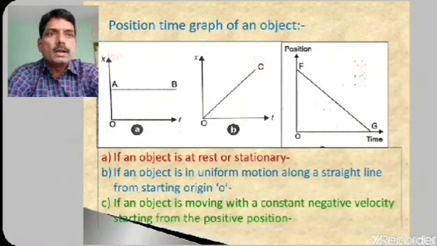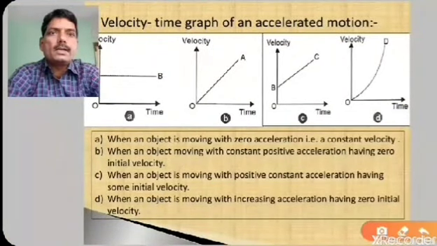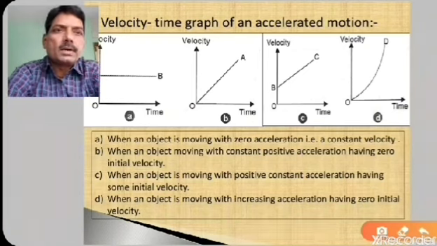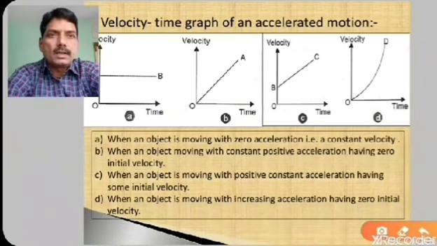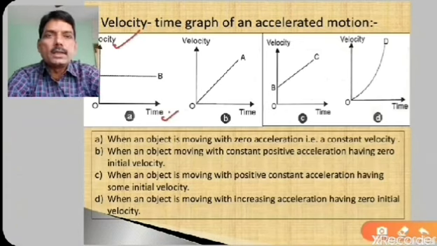Now moving to the next graph. This graph is the velocity time graph of an accelerated motion. Now what is meant by acceleration? Acceleration is nothing but the rate of change of velocity. That's why here on the x-axis I have taken time, and on the y-axis I have taken the velocity.